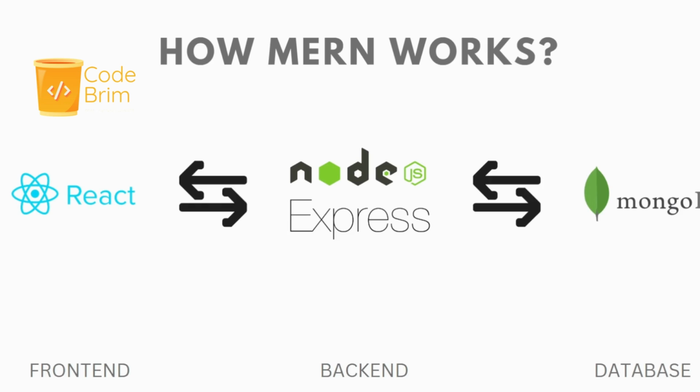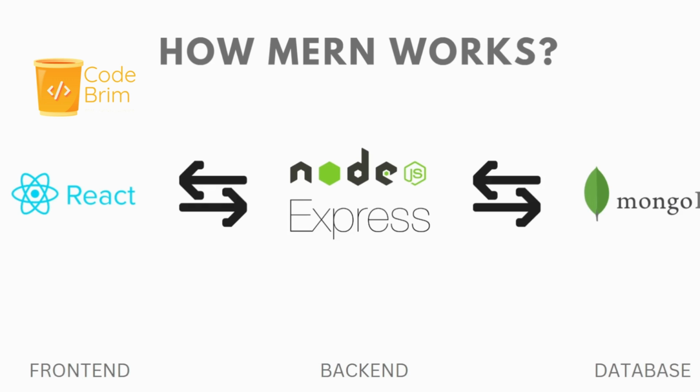Number 3, database with MongoDB. MongoDB is a NoSQL database that is used to store and retrieve data. It works well with Node.js and JavaScript due to its JSON-like document format, BSON, binary JavaScript object notation. MongoDB stores data in collections which contain documents.